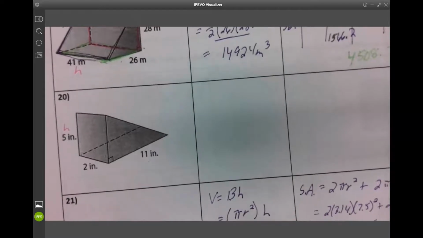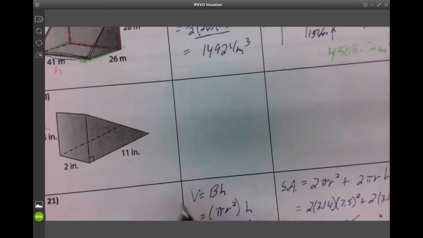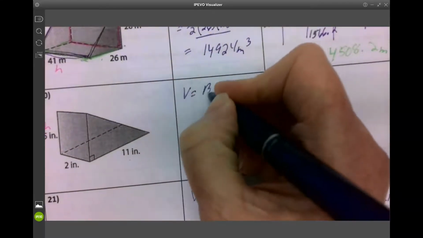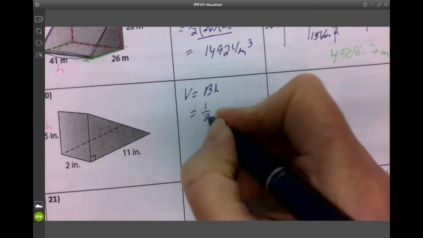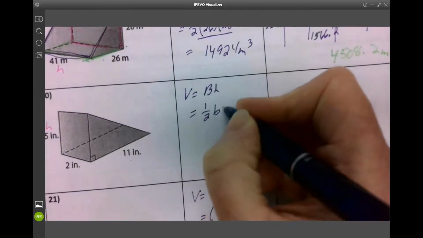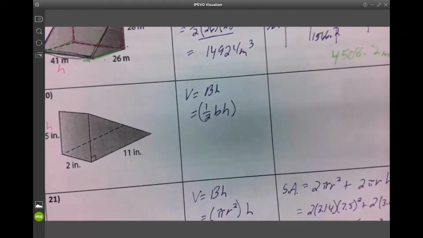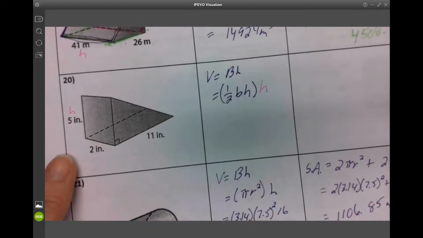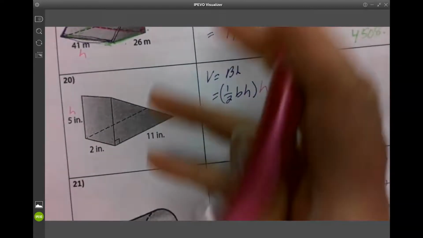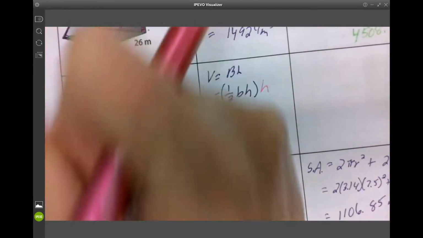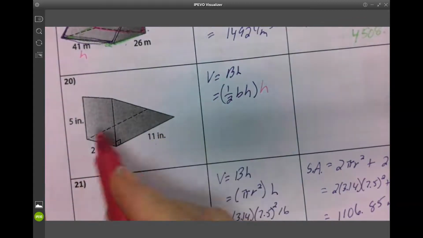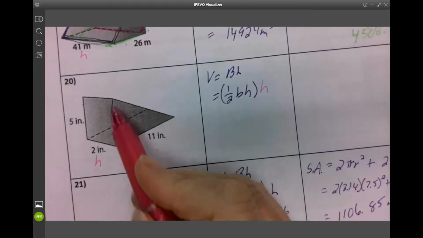Here we go, we have another triangular prism. So volume is equal to the area of the base times the height. My base is a triangle. Then I have it times the height of the entire prism. I've already marked the height of the entire prism, and I was wrong. That's not the height of my prism. This is the height of my prism. Okay, because the 5 is part of the triangle, and that's the reason these are kind of tricky.